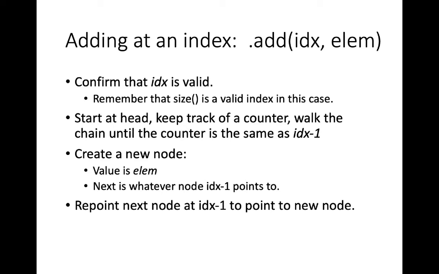In other words, I'm walking to the point where I got to index minus 1. I know that the node at index minus 1, that point in the chain, points to the node that is at index, right? IDX. And so what I'm trying to do is put a new node between this node and that next node. So what I can do is walk to that point, create a new node so that it points to my current next node, the one after index minus 1, and then I can update the node at index minus 1 to now point to my new node.